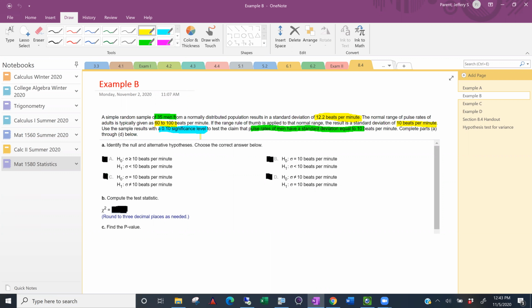So a simple random sample of 35 men from a normally distributed population results in a standard deviation of 12.2 beats per minute. This is for your pulse rate. The normal range of pulse rates of adults is typically between 60 and 100 beats per minute. If the range rule of thumb is applied to that normal range, the result is a standard deviation of 10 beats per minute. So, okay. Use the sample results with a 0.1 significance level to test the claim that pulse rates of men have a standard deviation equal to 10 beats per minute. All right, so we'll actually complete all those things that you'll be asked in MyMathLab by doing the problem our way.